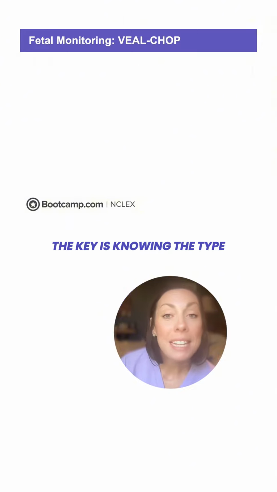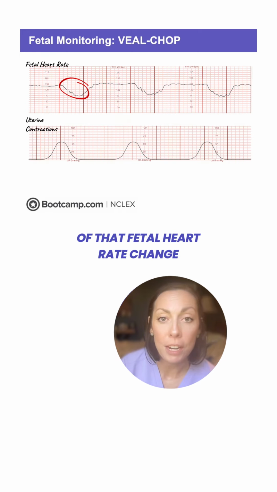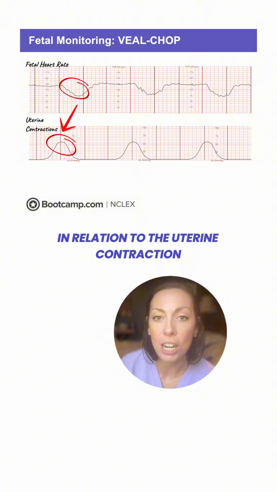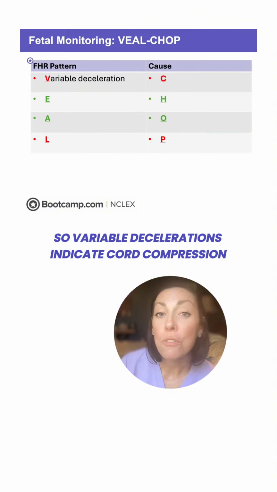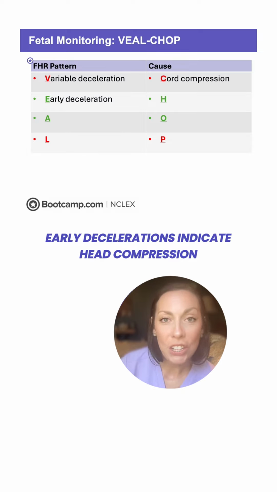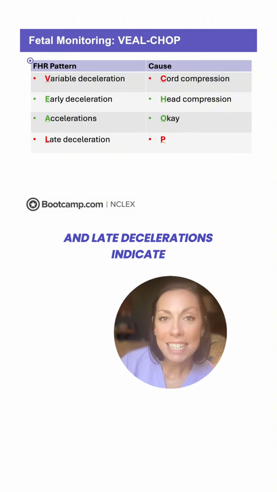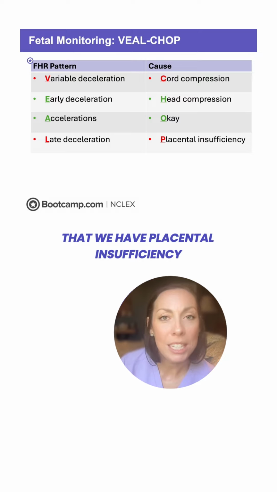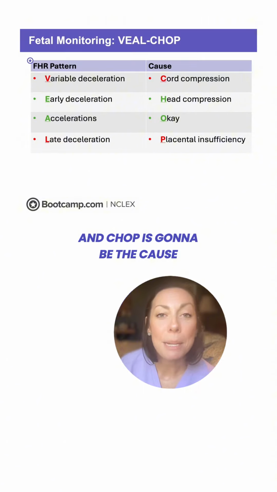Well, the key is knowing the type. And to determine the type, we assess the shape and the timing of that fetal heart rate change in relation to the uterine contraction. And this is where our helpful mnemonic, VEAL CHOP, comes in. So variable decelerations indicate cord compression. Early decelerations indicate head compression. Accelerations indicate everything is okay, and late decelerations indicate that we have placental insufficiency. So the VEAL is our fetal heart rate pattern, and CHOP is going to be the cause.